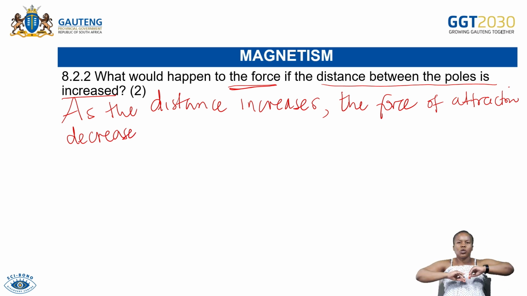As soon as we shift these bar magnets far apart from each other, you're less likely to feel any force between them. But bring them closer, and you'll feel the force of attraction that wants to pull the two magnets closer to each other. Okay.